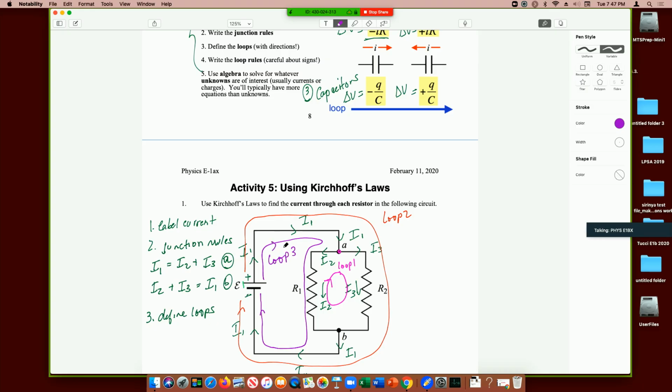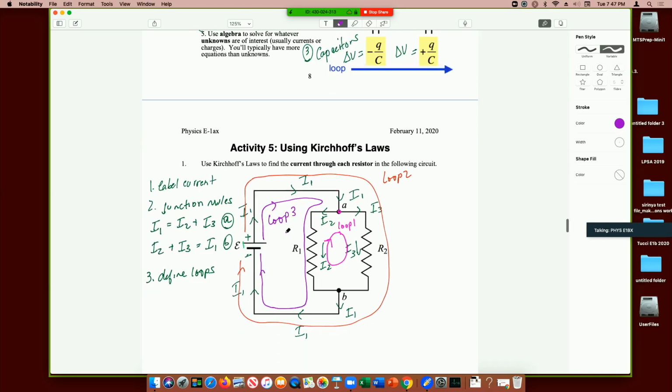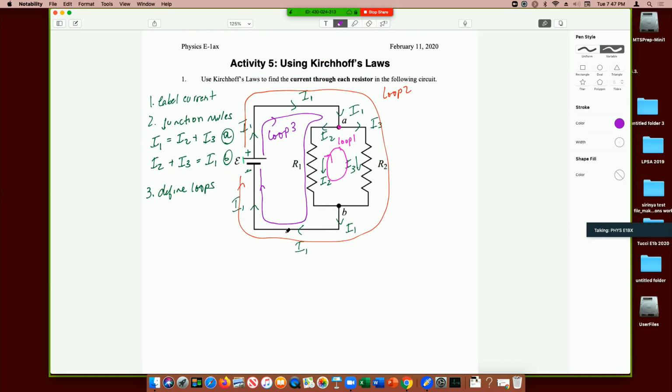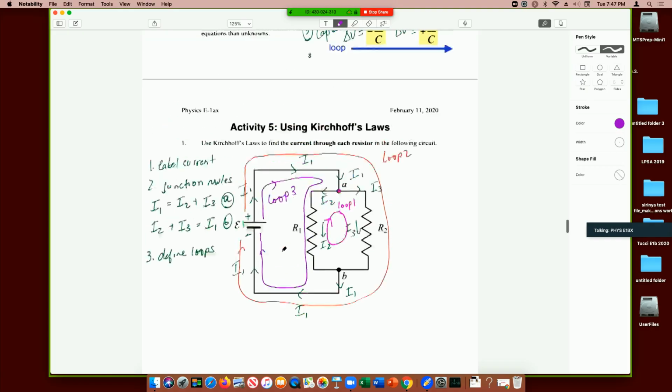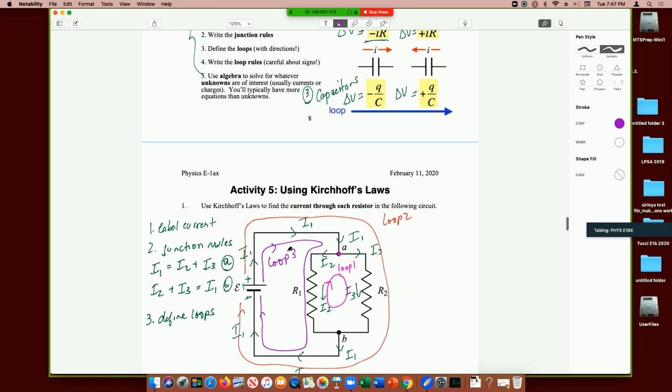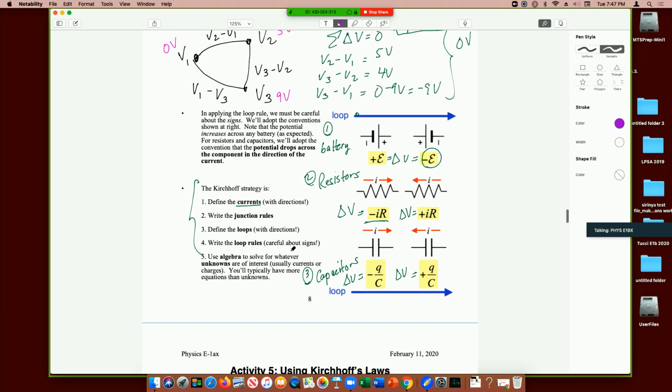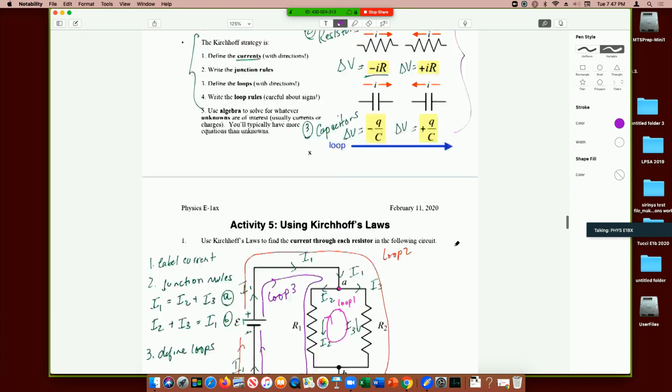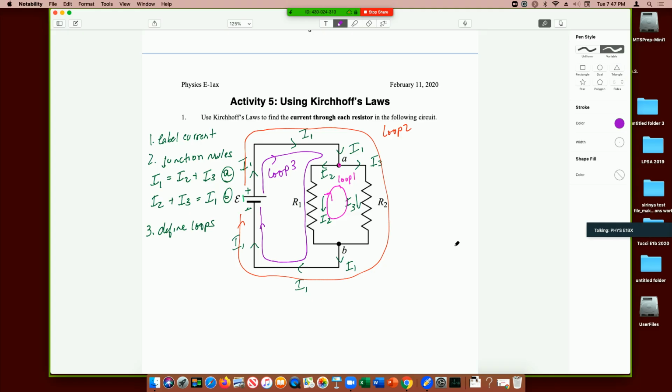Okay, so let's take a break. What you might want to try during the break is doing the 4th step. The 4th step is to apply these 3 rules to write out equations for each of the 3 loops. Maybe we could do one together, just so you can see what I mean, and then you can try 2 and 3 on your own. Let me go back to this color.